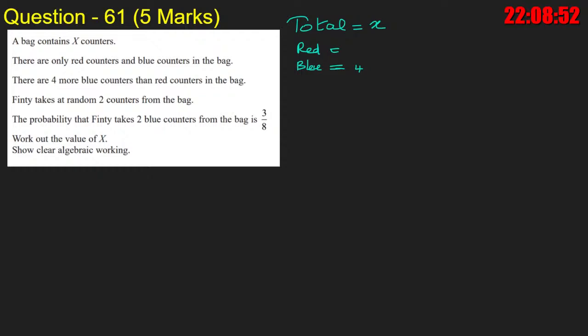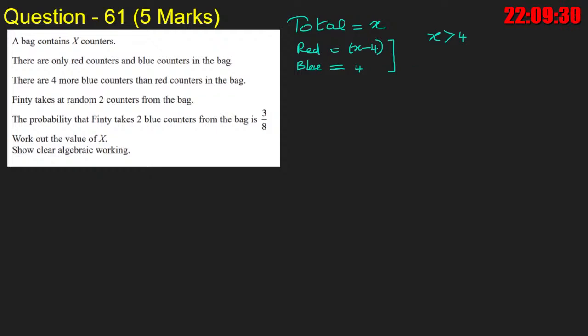So if I say red is X minus 4, and blue is 4, then if I add these two, X minus 4 add 4 is X. In this case, blue is more than the red, right? So definitely X has to be more than 4. So if X is 5, 5 take away 4 is 1 and 4, so the total is 5. So the logic is correct.